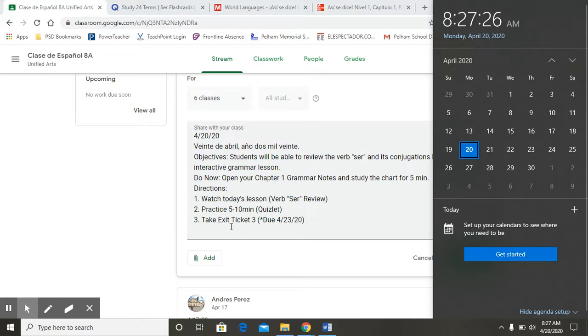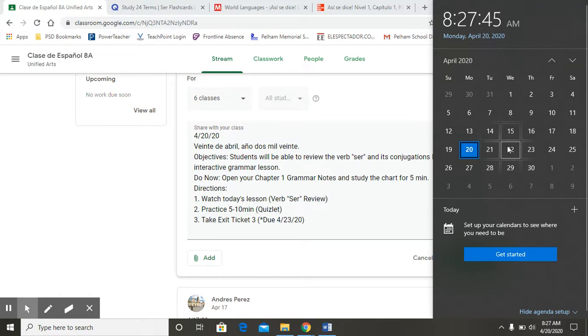You're going to take exit ticket 3. Remember, exit ticket 3 is due. Try to do it by Wednesday. Okay? Now, the week is going to look like this. We're going to review the verb today. Tomorrow, we're going to review the entire vocabulary that we did.